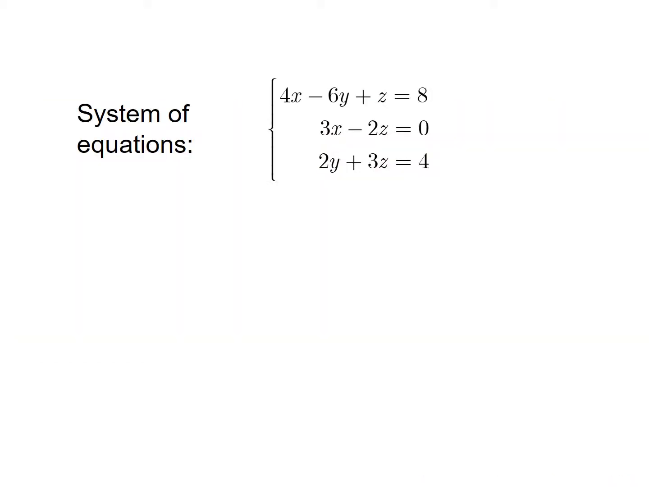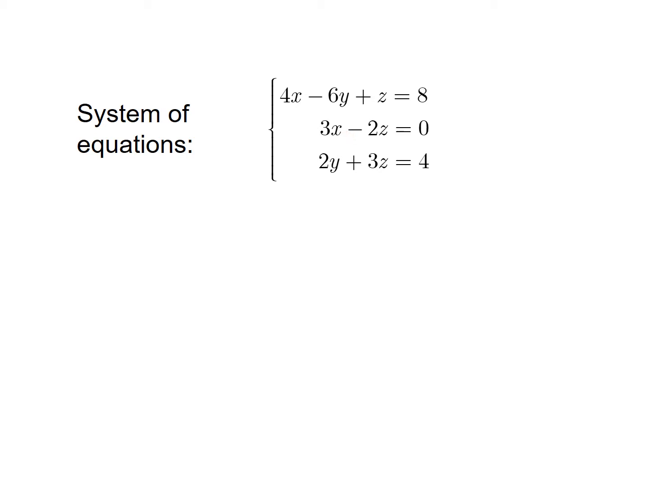We're going to be using what's called an augmented matrix to represent a system of equations. This system has 3 equations with 3 variables. Now notice the equations are all organized where the variables are in the same order if they're present. So this is x, y, z with a number on the other side.